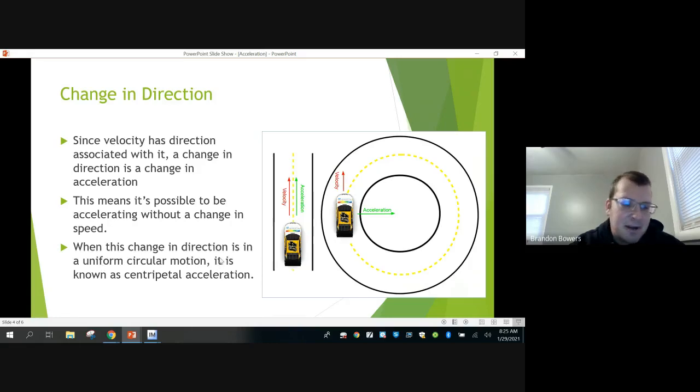And this is uniform circular motion, UCM. I call them UCMs. Fun fact: I actually just taught my physics class this. If you ever take physics, you're going to learn about UCMs, driving in circles. It's pretty awesome stuff. But the key takeaway is change in direction. Anytime you change direction, your acceleration is going to change.